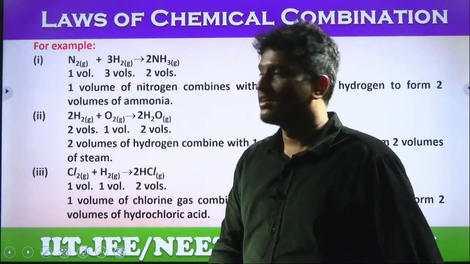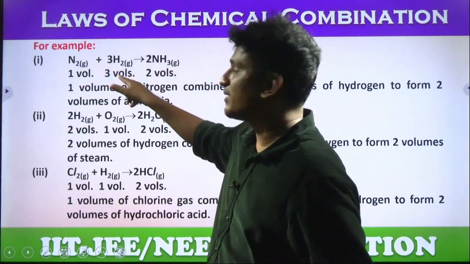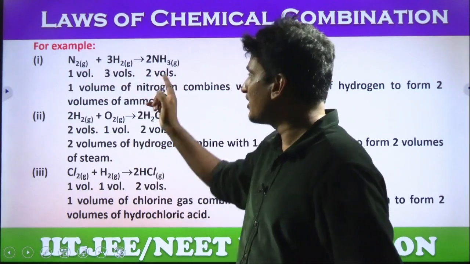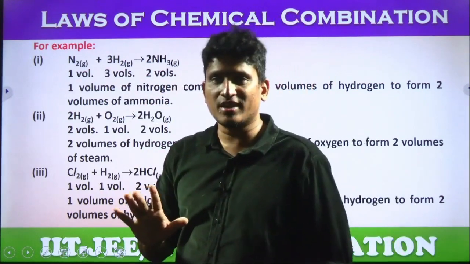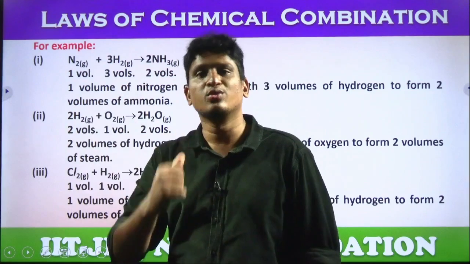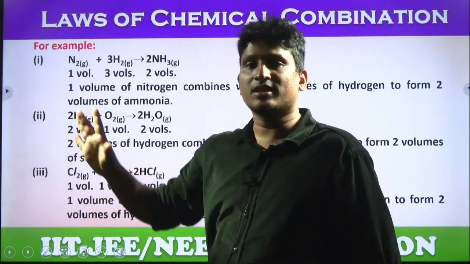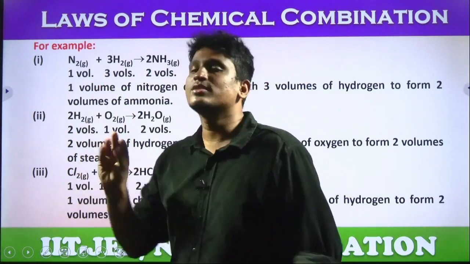Can you change that? If you take 2 volumes here, this becomes 6 volumes and this becomes 4 volumes. What is the simplified ratio? 1:3:2. Understood? Got the clarity, students? Can you simplify further? No, you cannot. These volumes are fixed for a fixed chemical reaction. That is what Gay-Lussac is explaining.